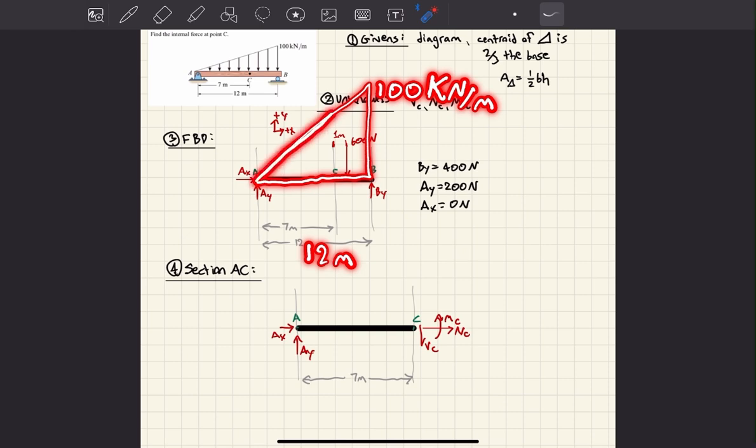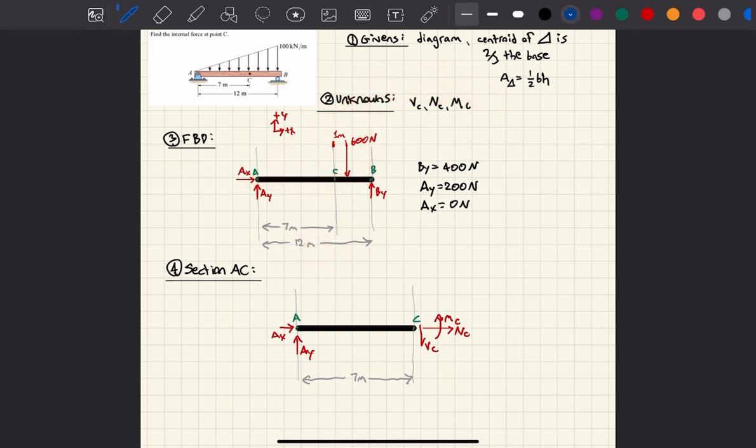Oh, I should not have used the same color. Let's use a different color. I apologize. I'm going to really mess up this diagram, so copy it. So that's the one we already have, right? It's 100, we don't even need the units for now, and it's 12 meters long. So 100 kilonewtons per meter and 12 meters long.